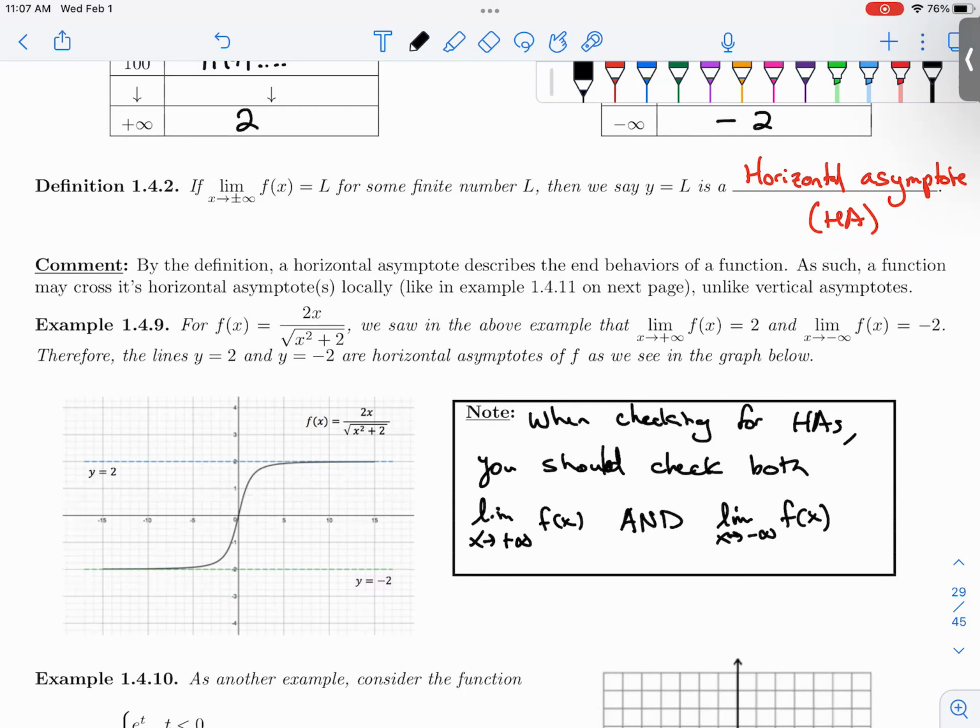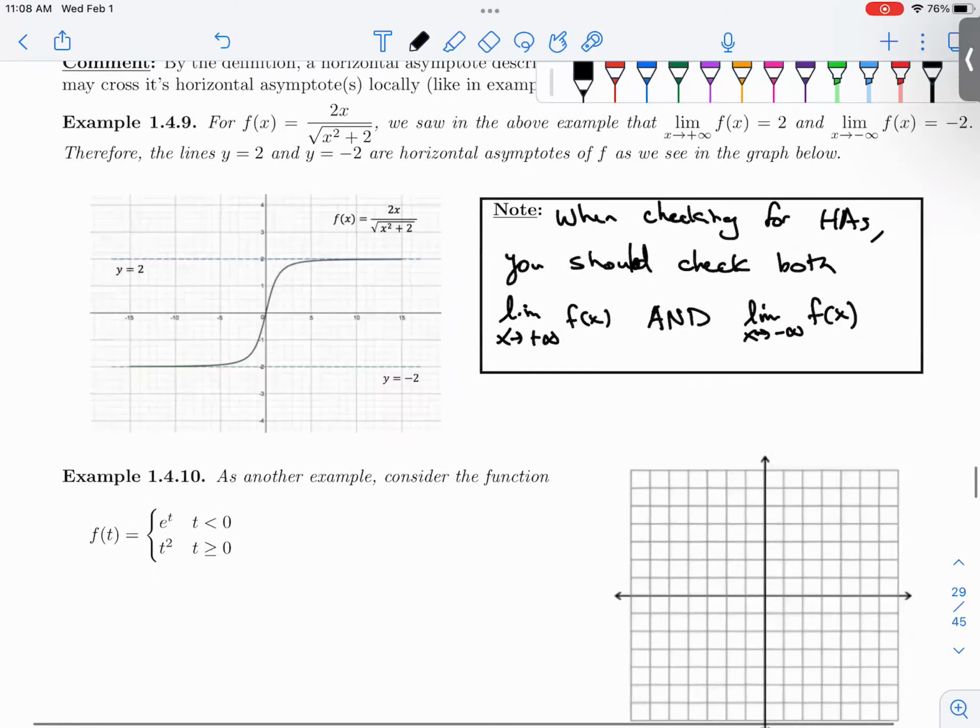Now that being said, if it's a rational function, just polynomial over polynomial, it will only have one. I guarantee it. 100% of the time, if it's polynomial over polynomial, it will only have one. It's when you have a polynomial over radical or a radical over polynomial or something like that, some weird stuff, that's when you really want to be careful and actually look for it. So if it's just polynomial over polynomial, it will only have one horizontal asymptote, and you don't need to check both.